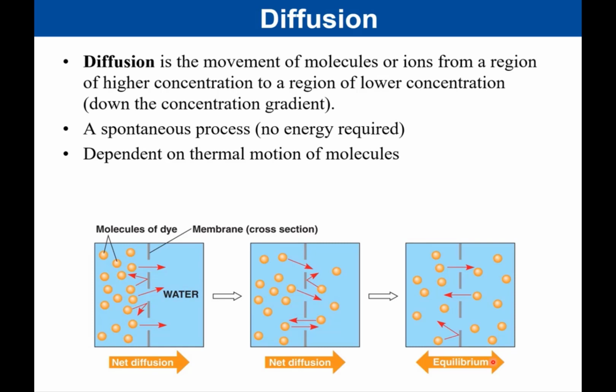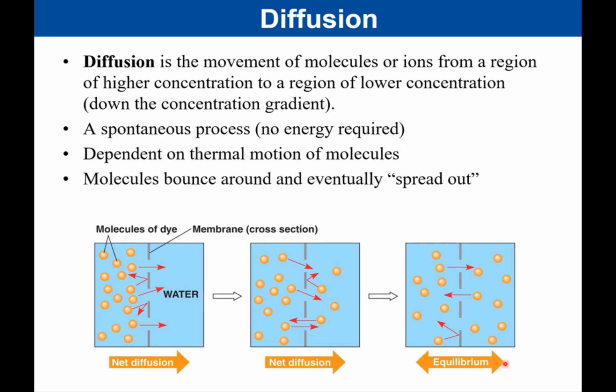And you might come up with that it's going to happen faster at warmer temperatures, because at warmer temperatures, molecular motion is going to speed up, which means that those molecules are going to move faster and they're going to evenly distribute at a faster rate. And so again, the molecules are going to bounce around and eventually spread out until they reach equilibrium. And so here's a different example of this.